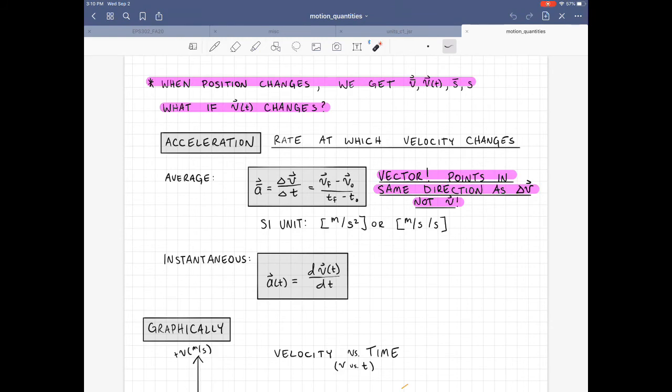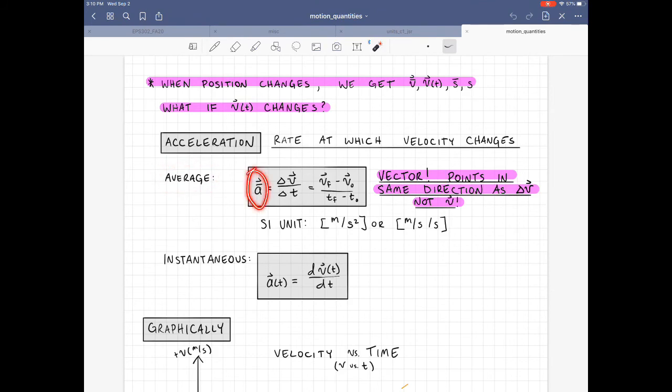And so the next natural question to ask is, what about if the velocity is changing? What physical quantities does that correspond to? And so that brings up the idea of acceleration. The acceleration is the rate at which velocity changes. And so just like with velocity, we can first talk about average.